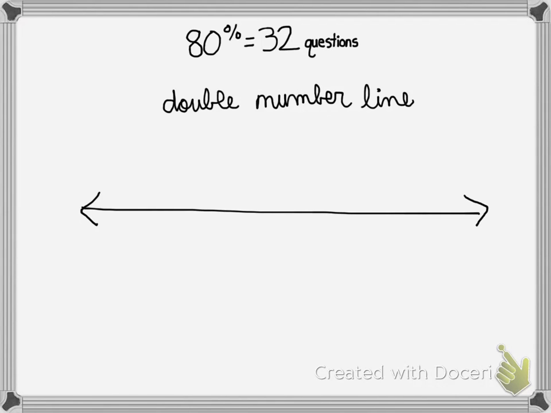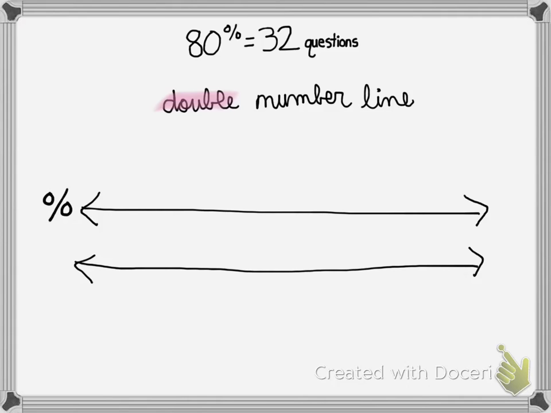I am first going to solve this by doing a double number line. A double number line is exactly what it sounds like. So I take a number line and I double it by drawing a number line parallel to the first one. I am now going to label my number lines. The top one will be representing percentage. The bottom number line will be representing the number of questions.